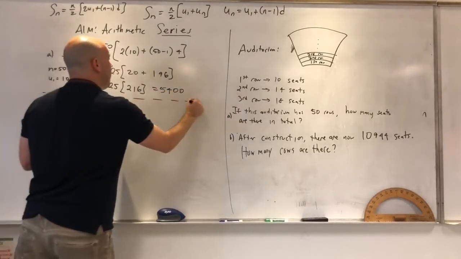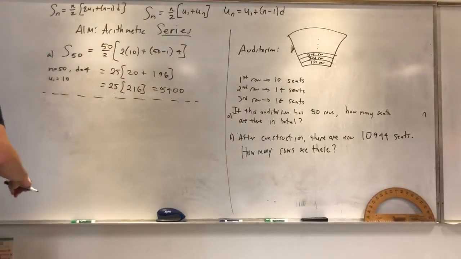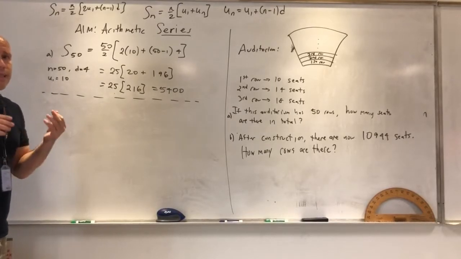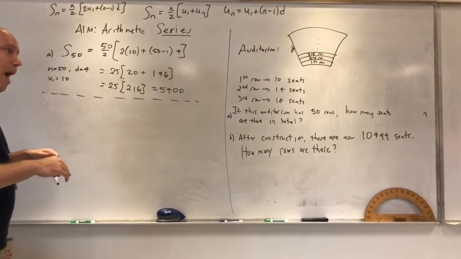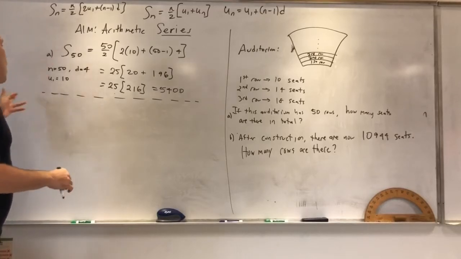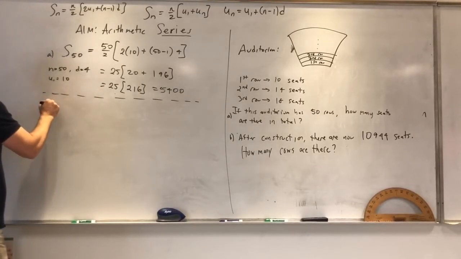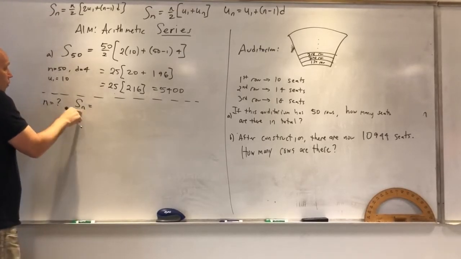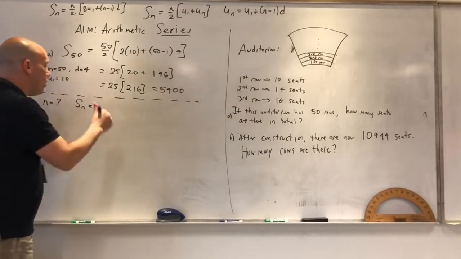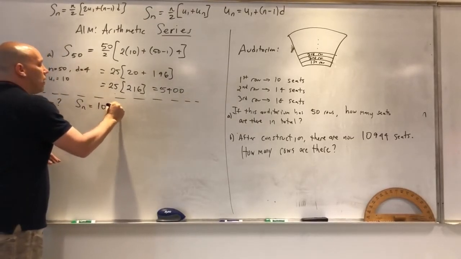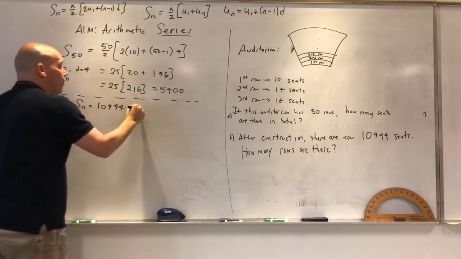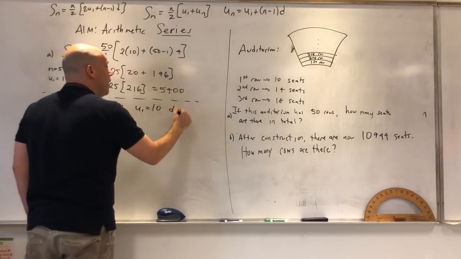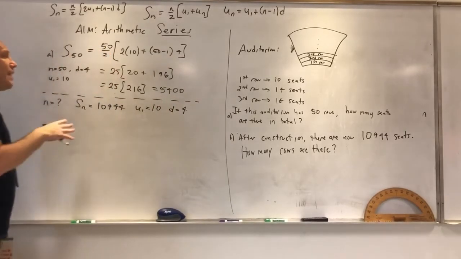Okay, let's look at part B. Part B is an algebra problem. You're going to need either Desmos or your graphing calculator, but first you have to set it up. I want to see that you know how to set up an equation. Well, I'm told that I don't know what n is. That's my unknown. But I do know that there's a certain number of rows whose total is 10,944. I still know the first term is 10. I still know the common difference is 4. I just don't know what the n is.